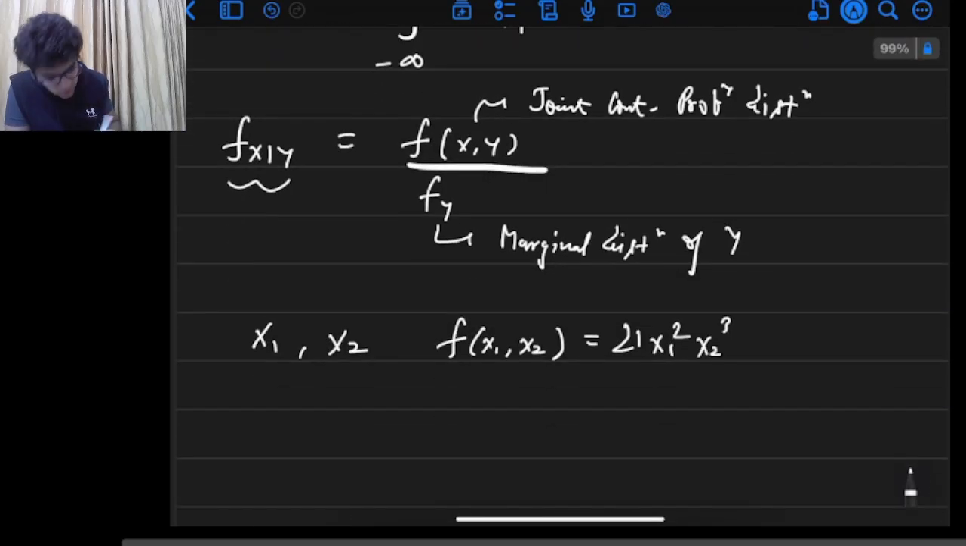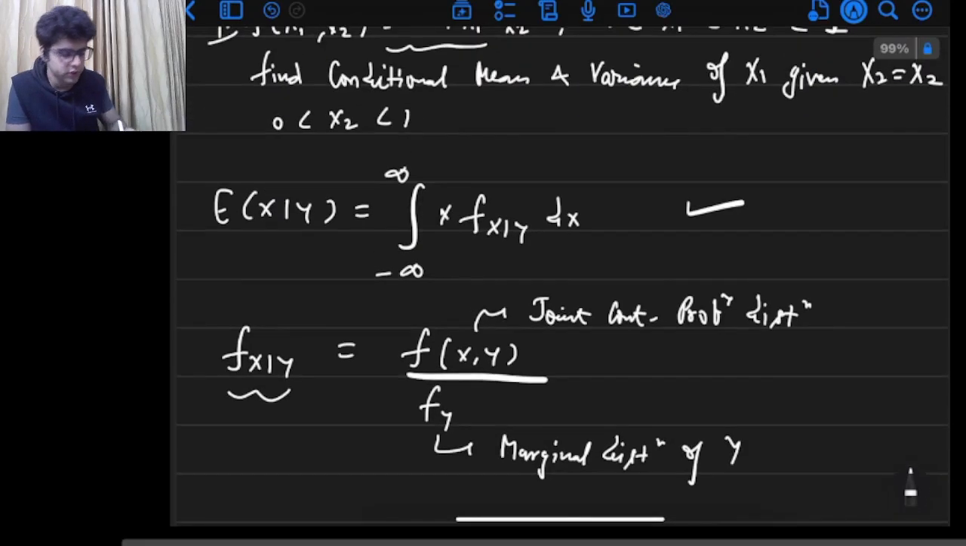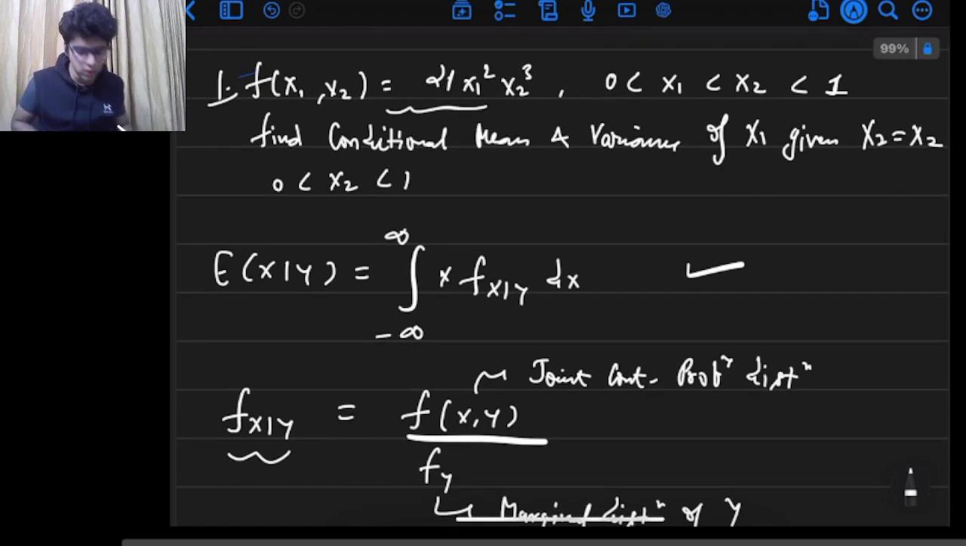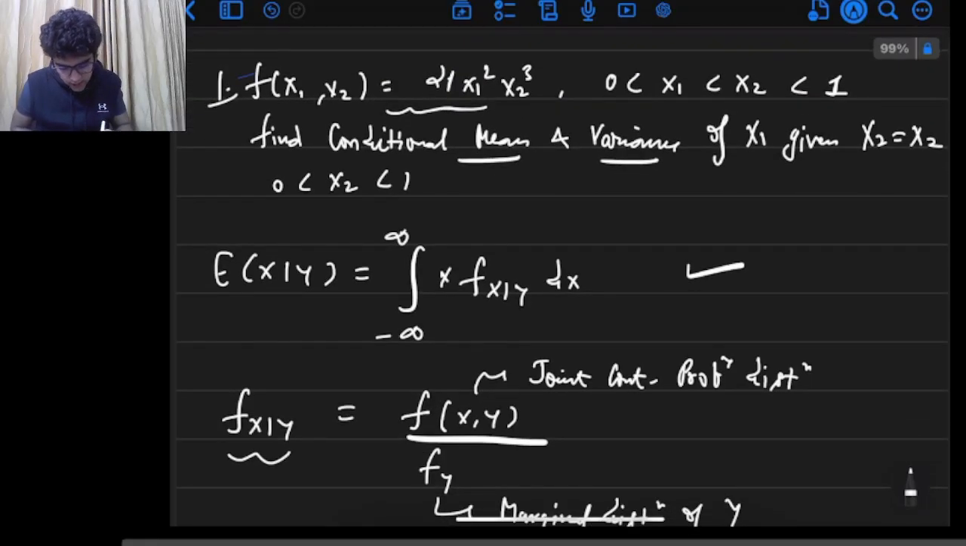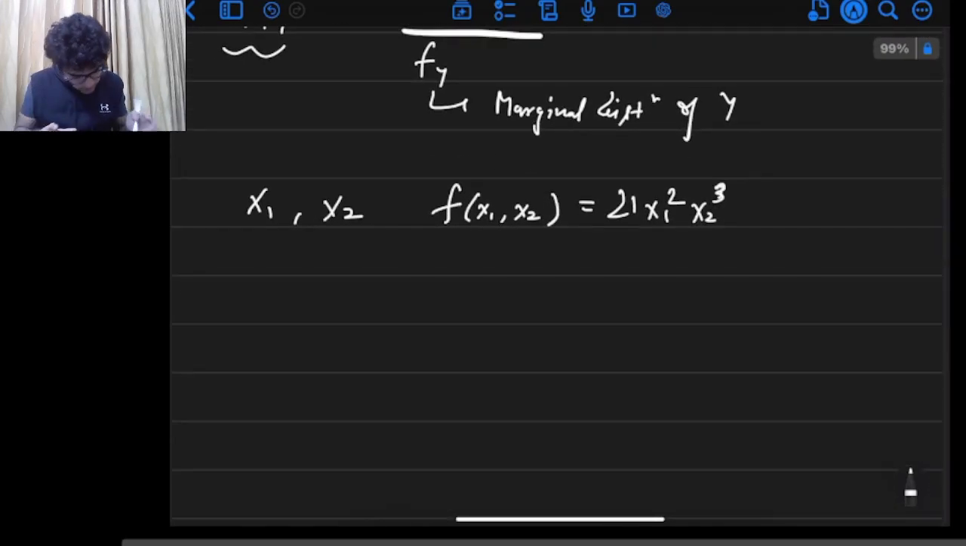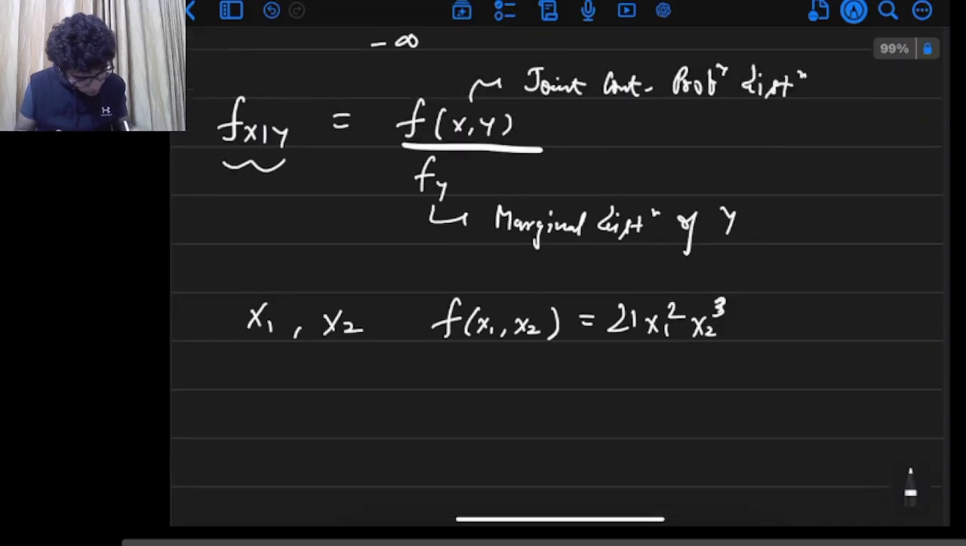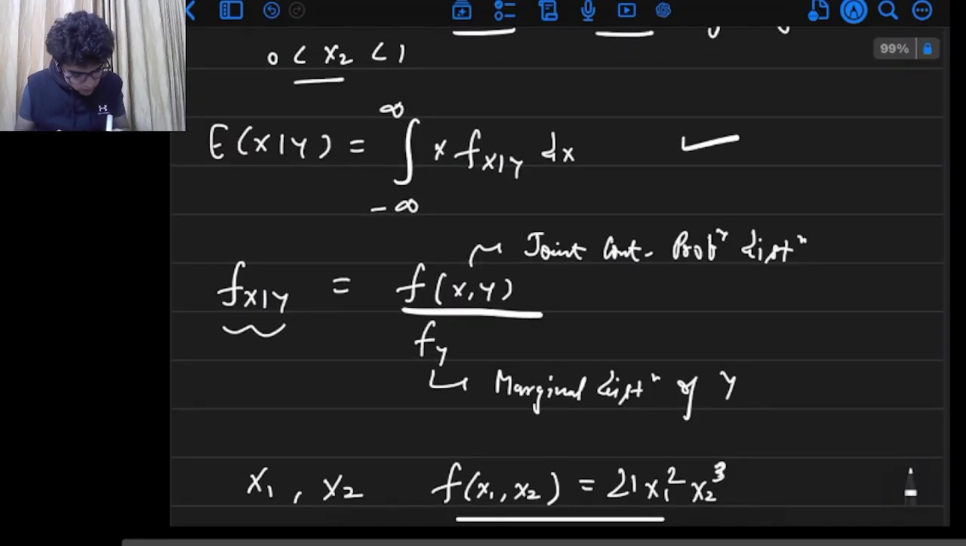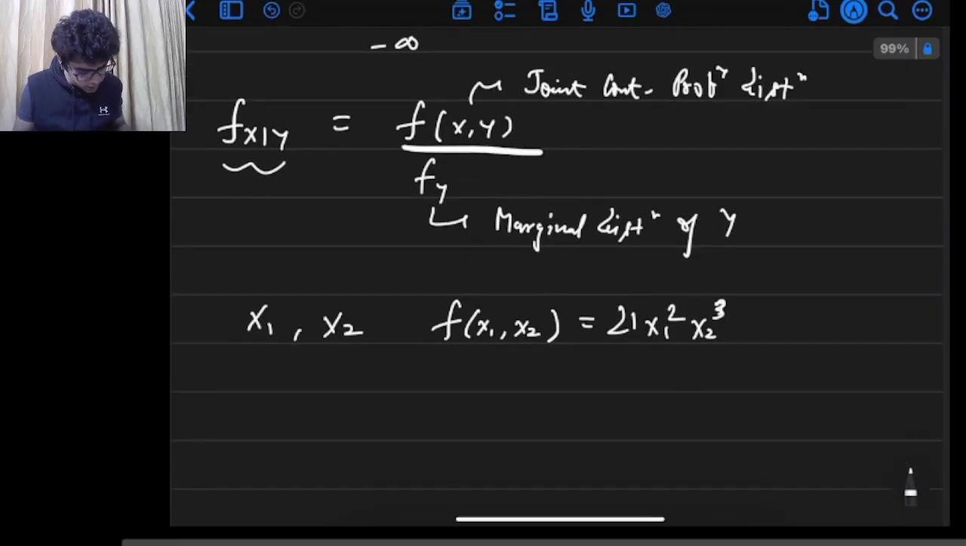x2 cube. In this question we need to find the conditional mean and variance of x1 given x2, where x1 and x2 lie between 0 and 1, x1 is less than x2, and x2 lies between 0 and 1. Let me solve this question now. This is the formula for our conditional mean, so let's solve the conditional mean first.